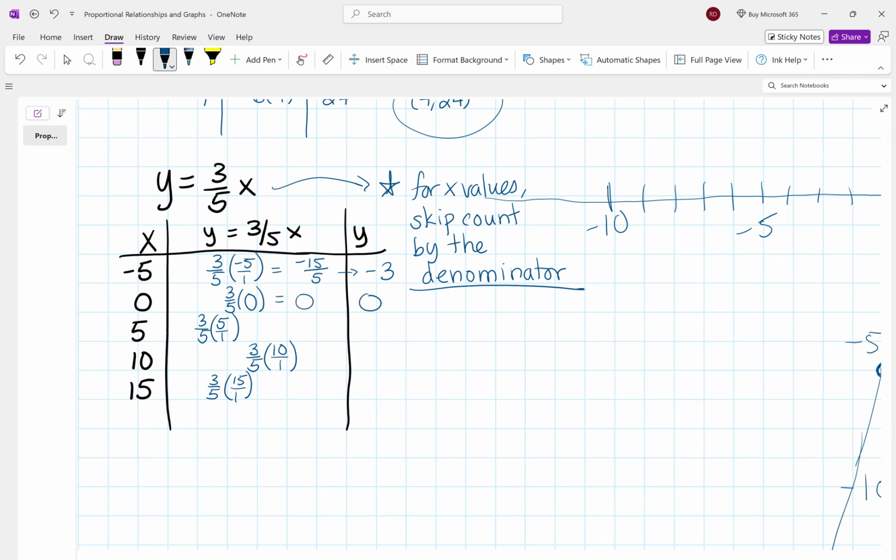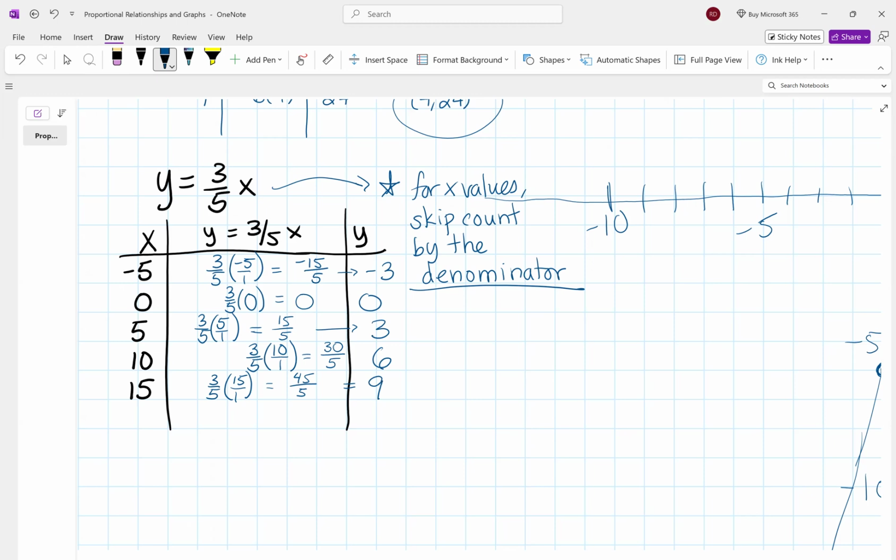So that's pretty easy. The next one, I'm back to multiplying fractions. So I say 3 times 5 is 15 over 5 times 1 is 5. And then I divide. 15 divided by 5 gives me 3. The next one I do 3 times 10 is 30. 5 times 1 is 5. Then I divide. 30 divided by 5 gives me 6. And then the next one is 3 times 15 is 45. 5 times 1 is 5. And then 45 divided by 5 gives me 9.